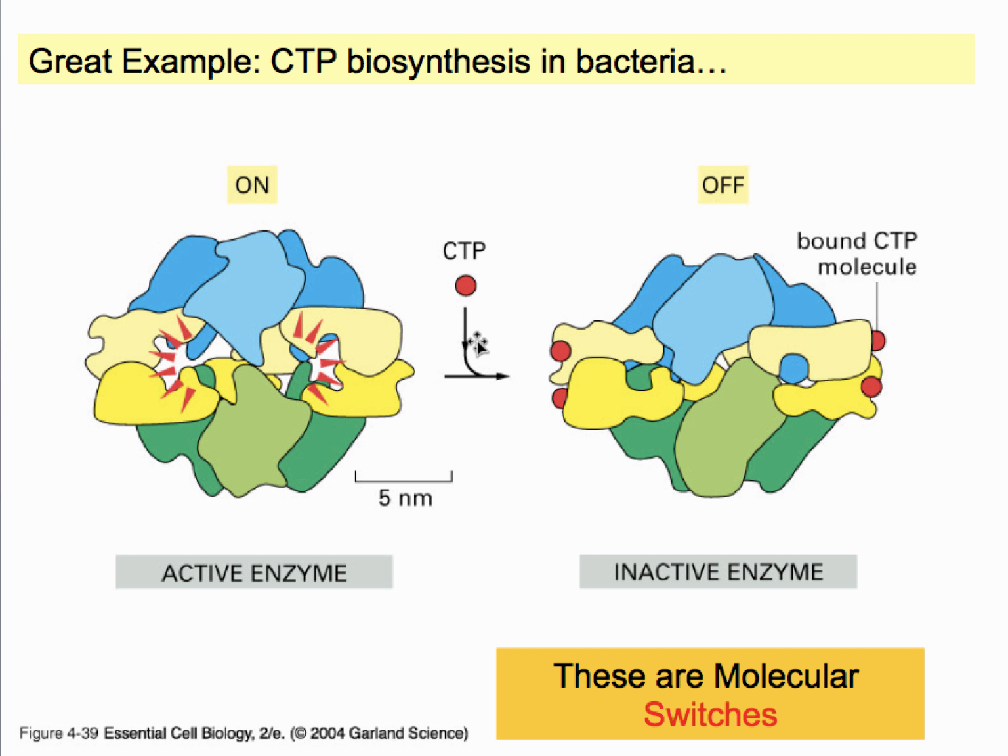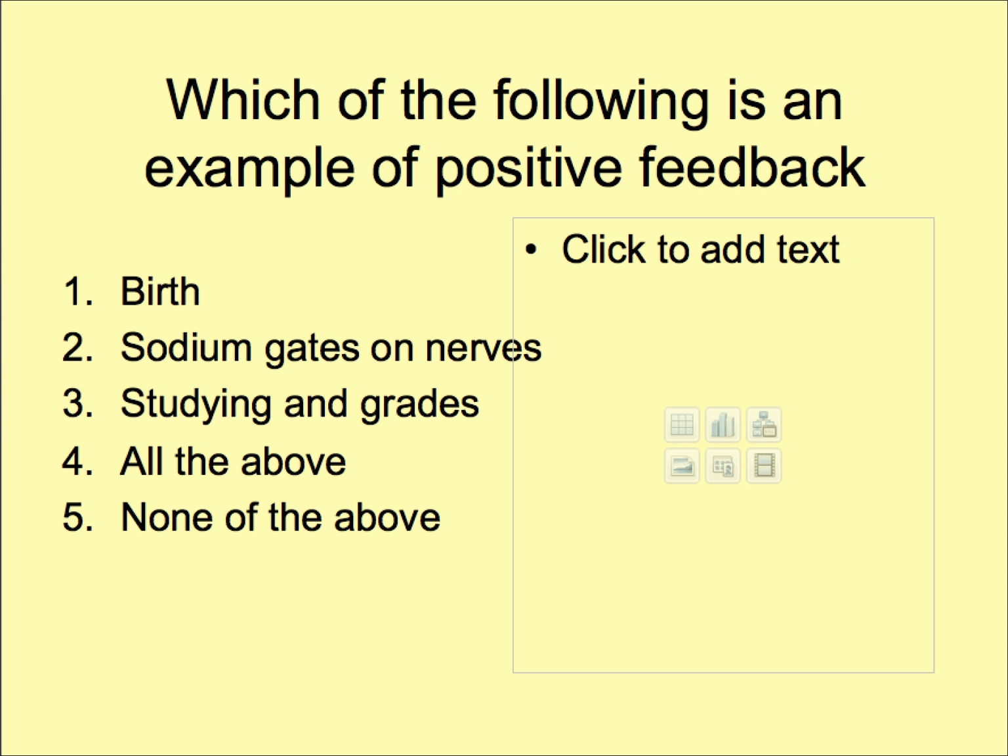Let us turn our attention now to positive feedback, which is different to negative feedback. In order to understand the biology of positive feedback, let's look at 3 very good examples. Let's start with example number 3. What this says is that students that study, they obtain better grades. The more they study, the better their grade.